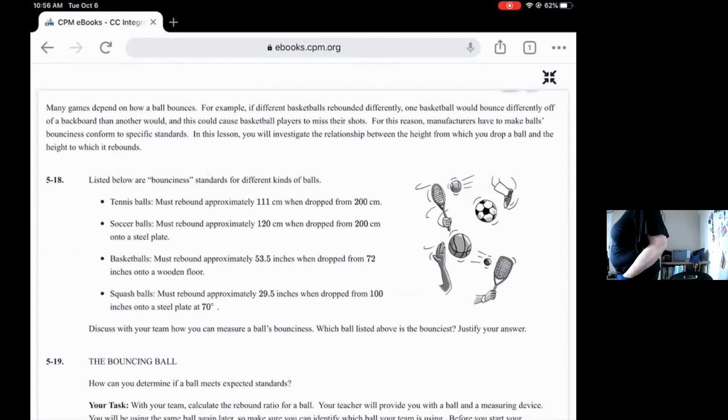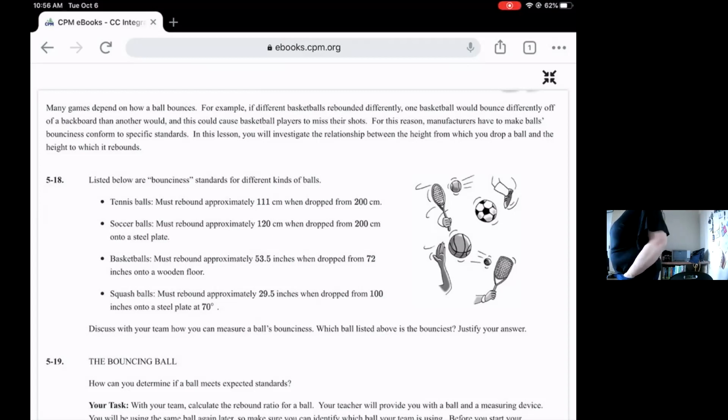A soccer ball must rebound approximately 120 centimeters when dropped from 200 onto a steel plate. A basketball must rebound approximately 53.5 inches when dropped from 72 inches onto a wood floor. Squash balls, everybody's like, what's squash? I'm not exactly sure what it is. Squash balls must rebound approximately 29.5 inches when dropped from 100 inches onto a steel plate at 70 degrees. Different standards, right?